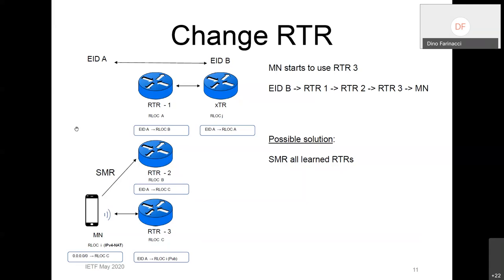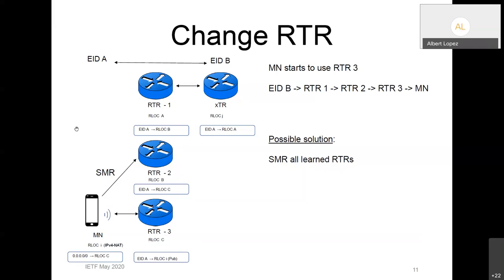Slow down, because you're just repeating what you said last time. Are you showing on this slide that there's two possible solutions, or one? In this scenario, just one. I'm focusing in the case where the RTR is re-encapsulating the traffic instead of notifying the remote ITRs. But it says SMR all learned RTRs. You have to SMR all remote XTRs, or they won't know which RTR to use. If they pick an RTR that no longer can get through the NAT, then the packets are going to be dropped.